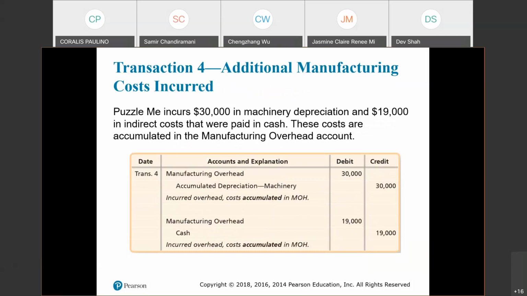Additional manufacturing overhead is incurred for depreciation and rent and utilities. Depreciation is recorded with a debit to manufacturing overhead and a credit to accumulated depreciation. Well, for rent and utilities, it is recorded with a debit to manufacturing overhead and a credit to cash.